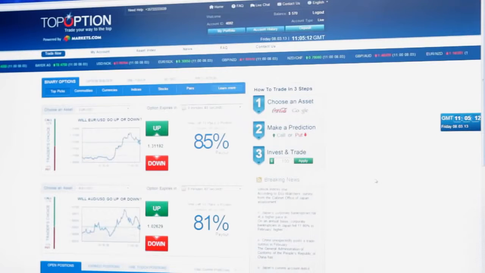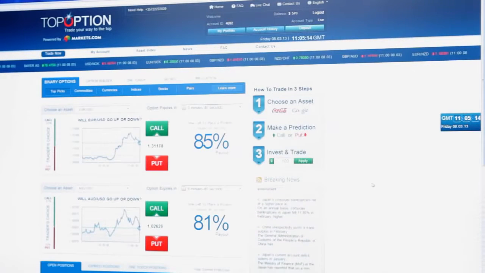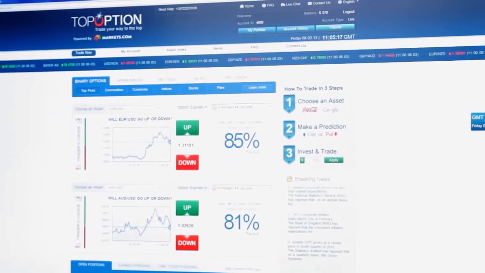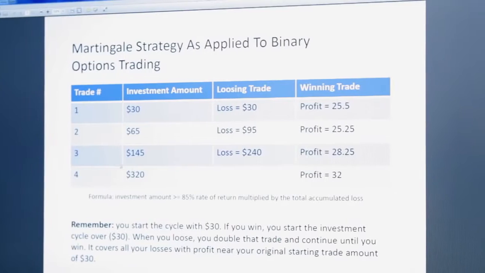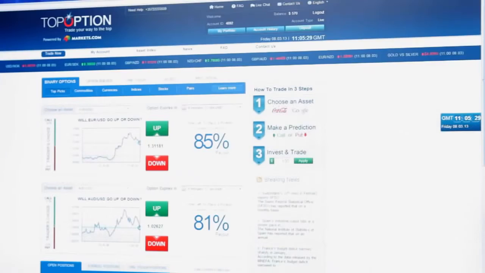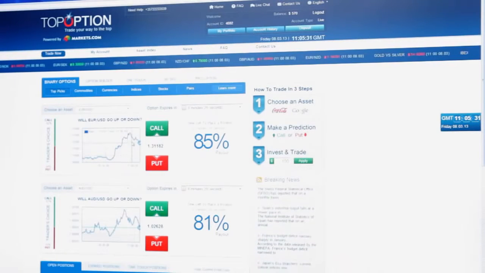All right, so we lost our first position. We put in $30. So let's go back to our little spreadsheet here, or our little graph. It says if we invest 30 and we have a loss, on our next trade we have to put in $65. Okay, so let's go back, and we're looking at the Euro USD.